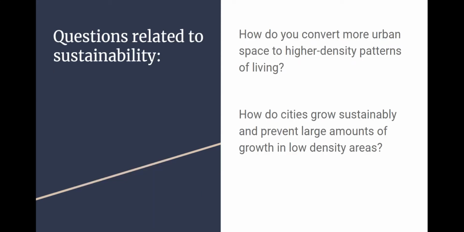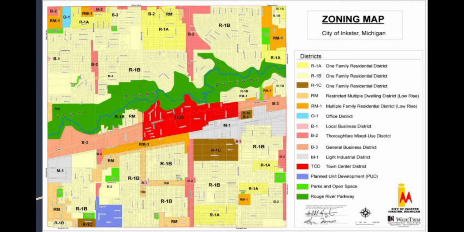And the questions we're talking about: How do you convert more urban space to higher density patterns of living? So what are some methods that cities use? And then how do cities grow in sustainable ways and prevent large amounts of growth in low density areas? So those are the big things we're talking about.